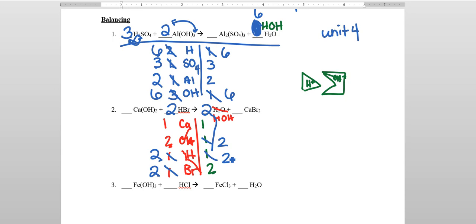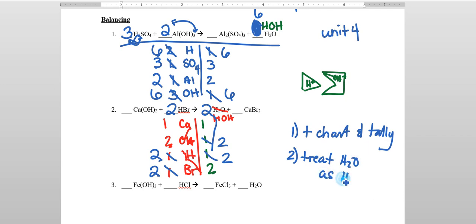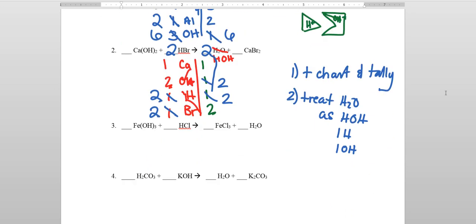So again, our tricks for balancing would be, one, make a T-chart and tally. And then a related tip is treat water like it is hydrogen hydroxide. So every time you see a water, think of it as 1 hydrogen and 1 OH. And that will make your balancing easier with this type of reaction.